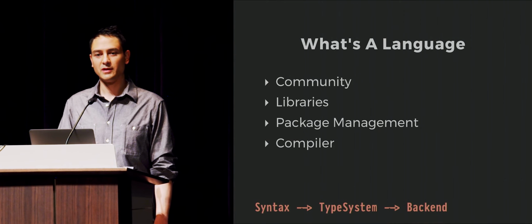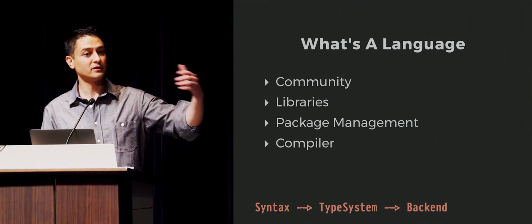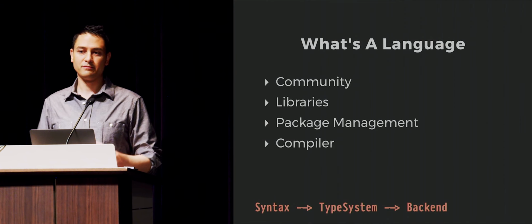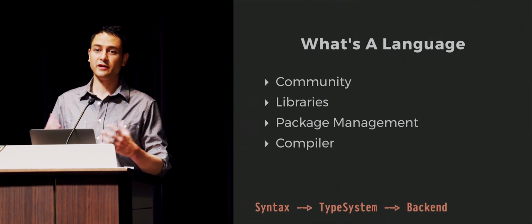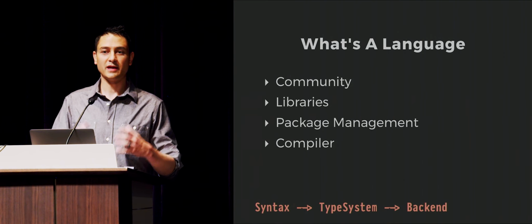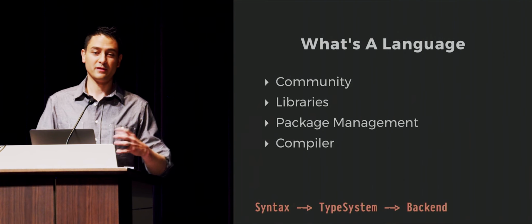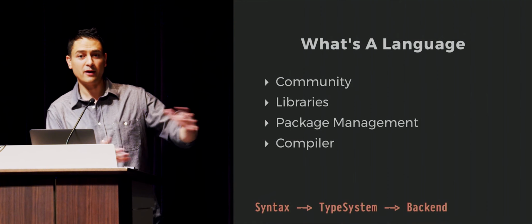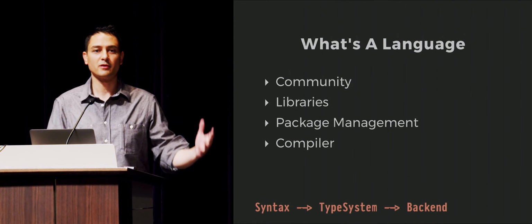So what's in a compiler? I'm going to totally reduce this down to an absurd level here, but you could think of it in a few stages. The front end describes the syntax and how you actually interact with it. The middle stage is the type system, which implements the semantics. And then the back end is actually rendering out the machine code or the JavaScript, whatever you're compiling to.